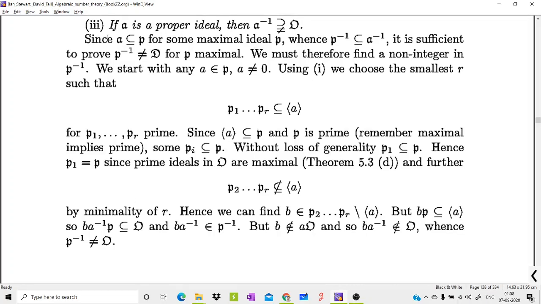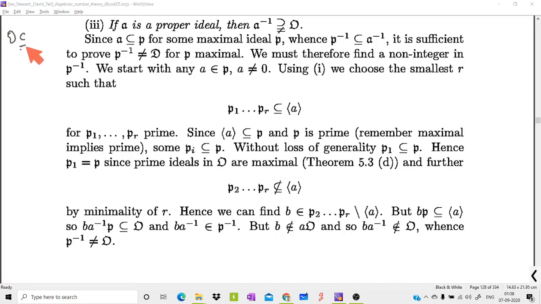Now we can prove result 3. If A is a proper ideal, then A inverse properly contains O. Since A is contained in P for some maximal ideal P, then P inverse is contained in A inverse. So it is sufficient to show that P inverse is not equal to O. We know that O is contained in this P inverse.